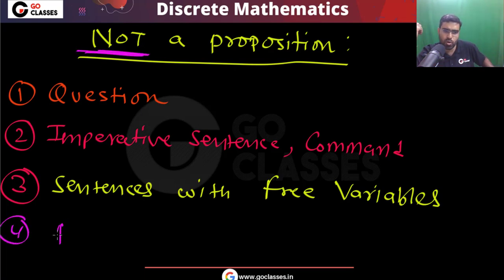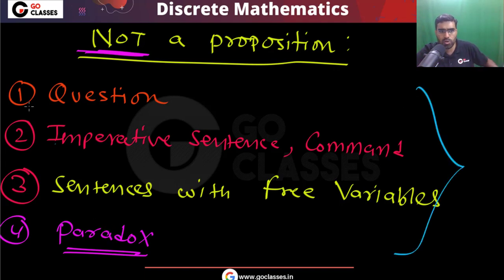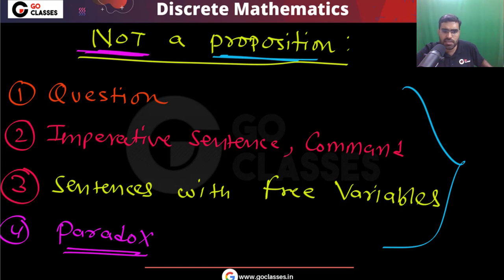And the fourth is paradox. If there is a paradox, like one example I gave you, these paradox type of things are also not propositions. These type of sentences do not come in the category of proposition. Other than that, very simple, a proposition is an assertive sentence which is true or false.